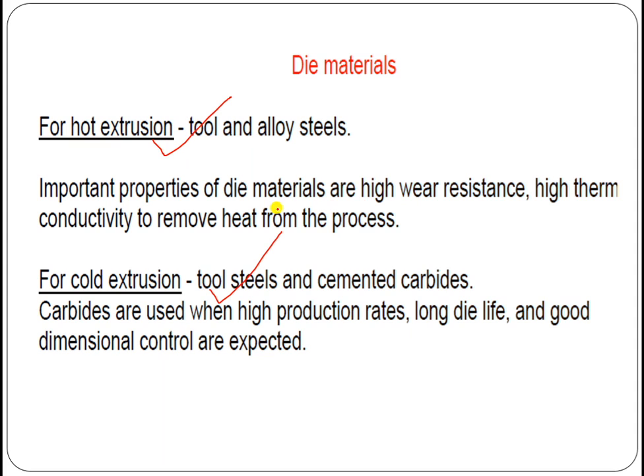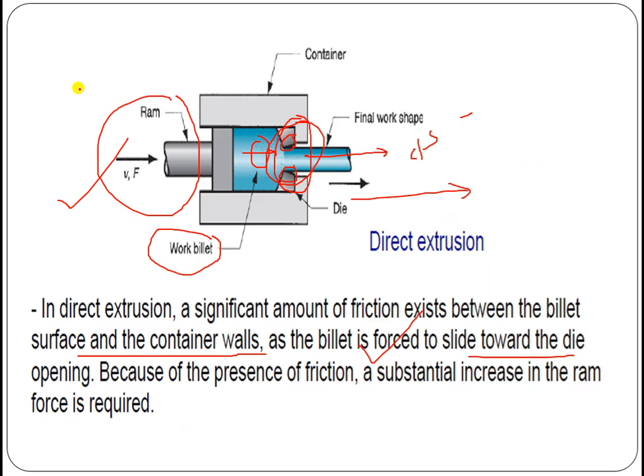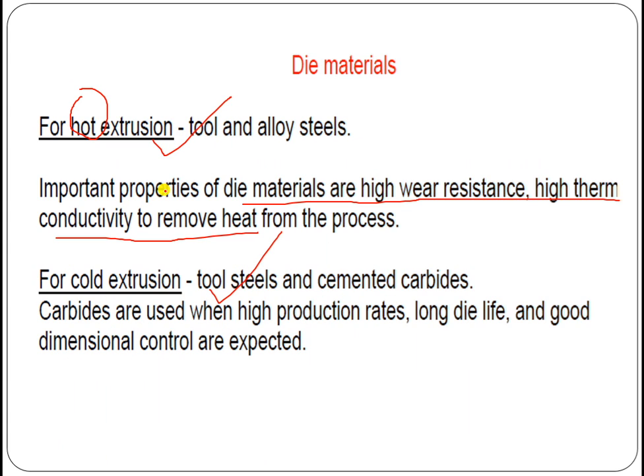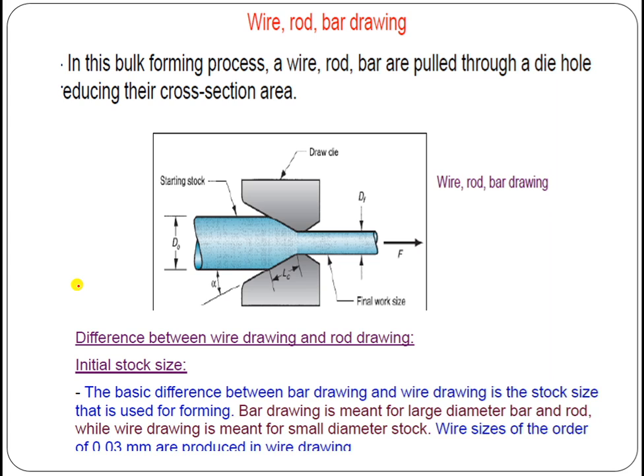The very important thing is that the die materials are of high wear resistance and high thermal conductivity, because the heating process, which is hot extrusion, is there. The raw material, which is this particular billet, will be heated. But in cold extrusion, in some cases there is no necessary requirement of heating the work billets. So in that case, steel and cemented carbide are used, when high production rates are required, long die life is required, and good dimensional control is expected. So cemented carbides are very important in the cold extrusion process.